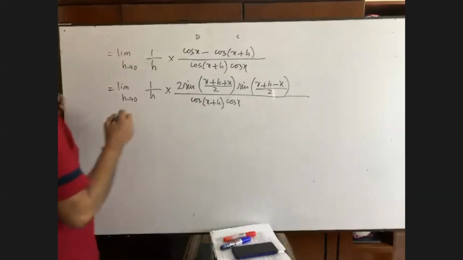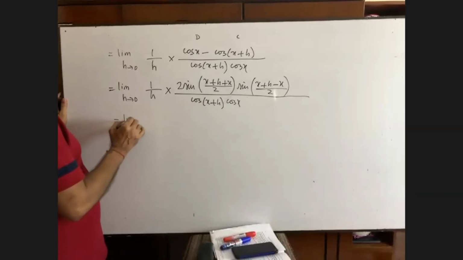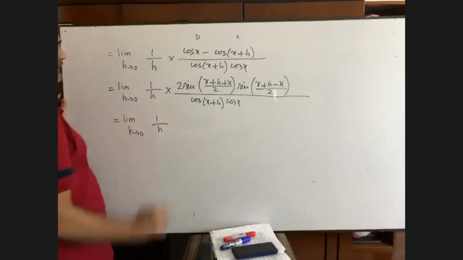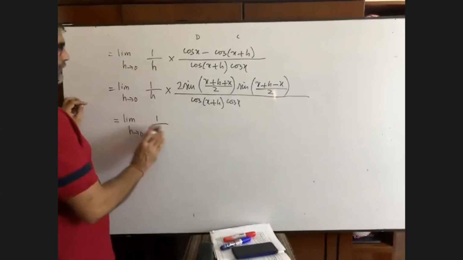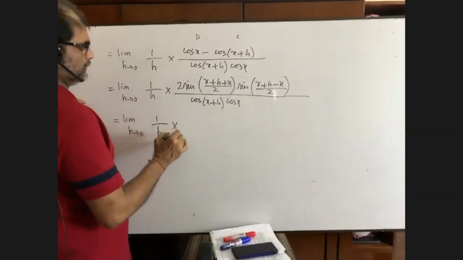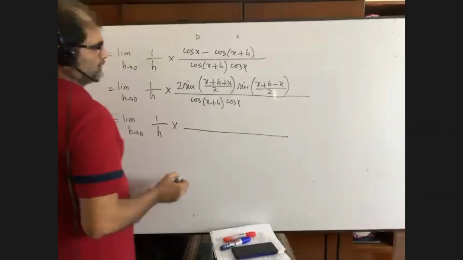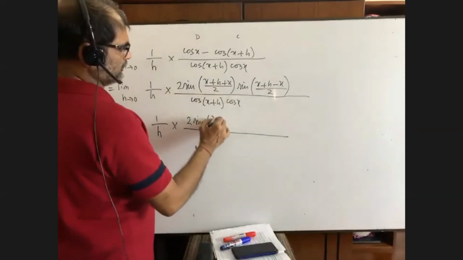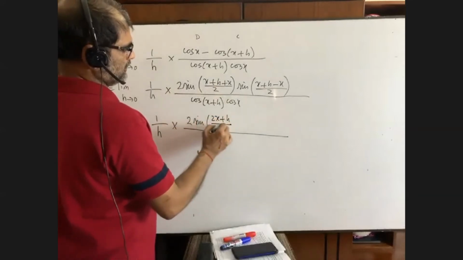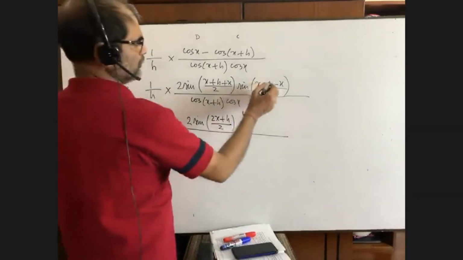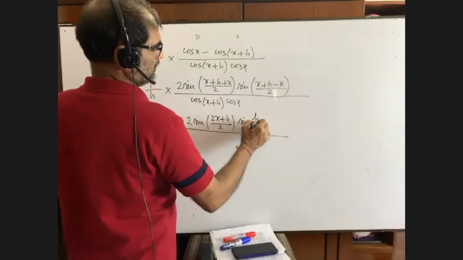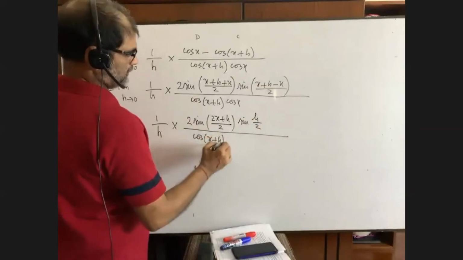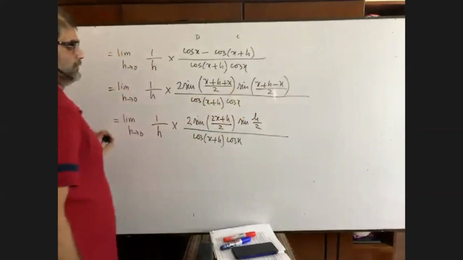Now we see limit h tends to 0, 1 by h into 2 sine of (2x plus h) by 2, only sine h by 2, that is cosine of (x plus h) cosine x.